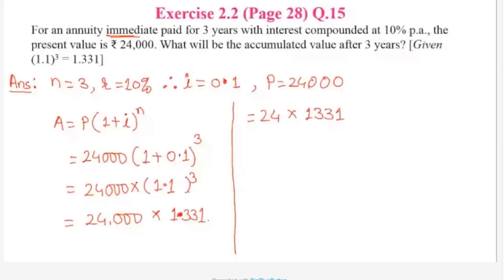Okay, now let us do this multiplication. Simple, it is 1331 multiplied by 24. 24 ones are 24, carry 2. 24 threes are 72, 72 and 2, 74. Carry 7. 24 threes are 72, 72 and 7, 79. Carry 7. 24 ones are 24, 24 and 7, 31. 31,994.